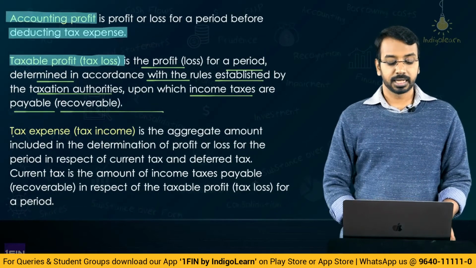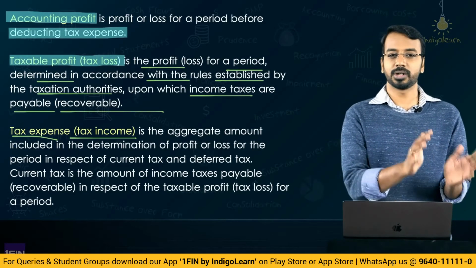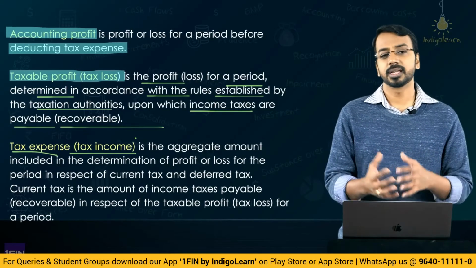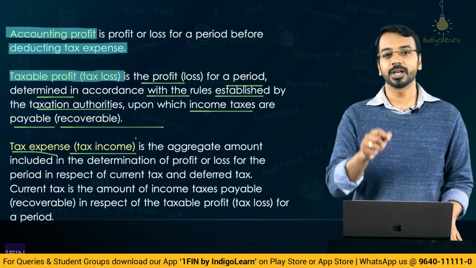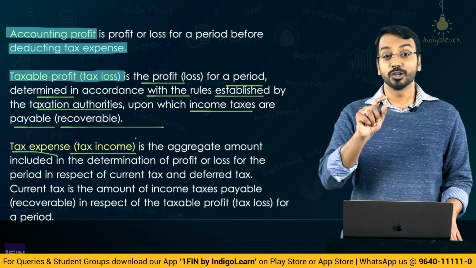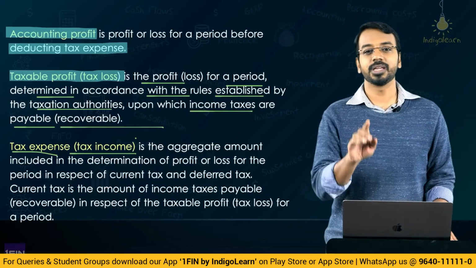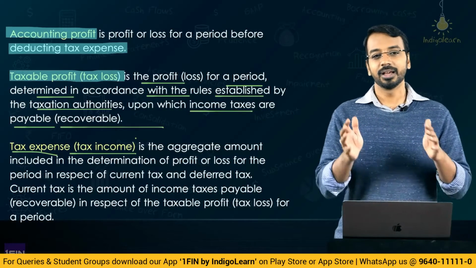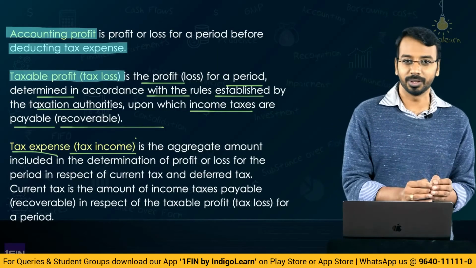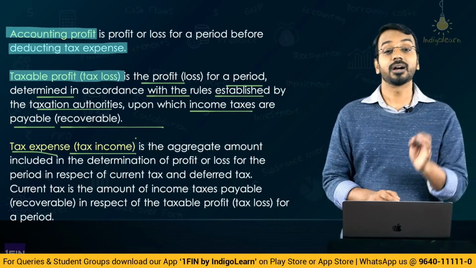Then, coming to the next aspect, that is tax expense or tax income. We will focus on what is tax expense. If it is a negative number, it will be an income. Now, what is this tax expense? In the previous example, we understood the amount of tax to be paid based on the taxable income. The tax that you have to pay in the current year based on the taxable income is called current tax. When you file your income tax return, the amount of tax that is payable, computed based on the taxable income, is what is called current tax.